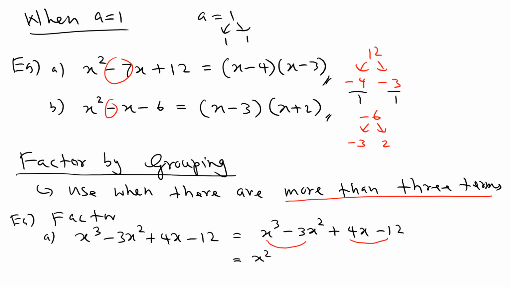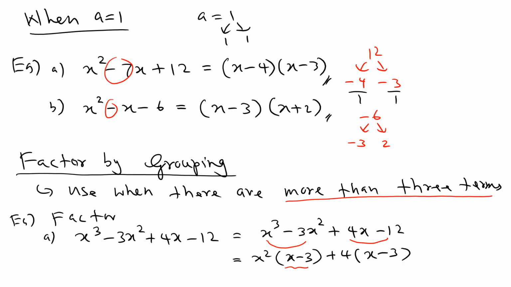So if you pull x squared out, you're going to get x minus 3. Now the goal is to create this term in the next one. If you do not create this term, you cannot do this argument. So we try to create x minus 3. To create x minus 3, you're going to pull 4 out. So if you pull 4 out, you're going to get x minus 3.